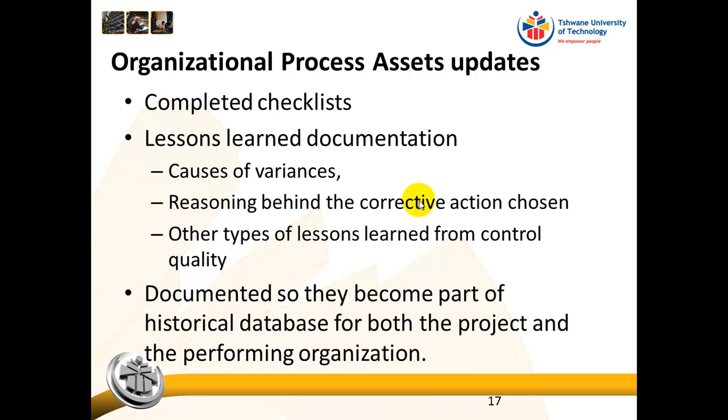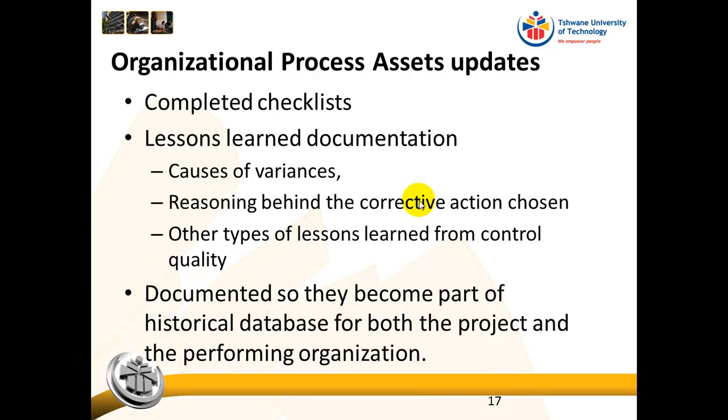Right, and then we also need to now update our organizational process assets. So our completed checklists become part of the organizational process assets. Okay, so what are organizational process assets? Organizational process assets are those procedures, it's the organizational culture, it's the way in which we work in the organization. So the completed checklists become part of the organizational process assets, so that when we do a similar project in future, we can refer back to those checklists and we can see how did we do it previously.